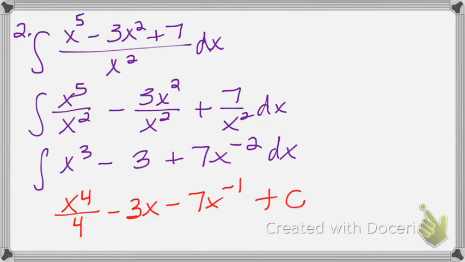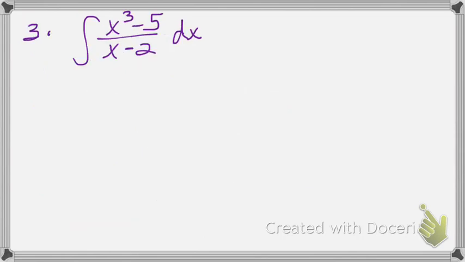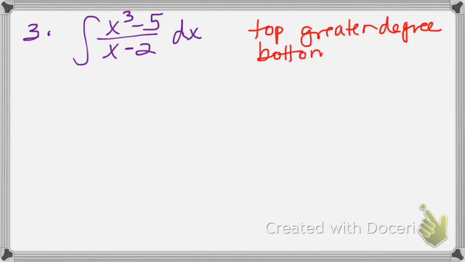Now these last two problems are the two really different ones. And it happens when the top has a greater degree than the bottom. The very first thing that you're going to do when that happens is you're going to divide. Now, when you have just x plus something or x minus something on the bottom, you can use synthetic division.